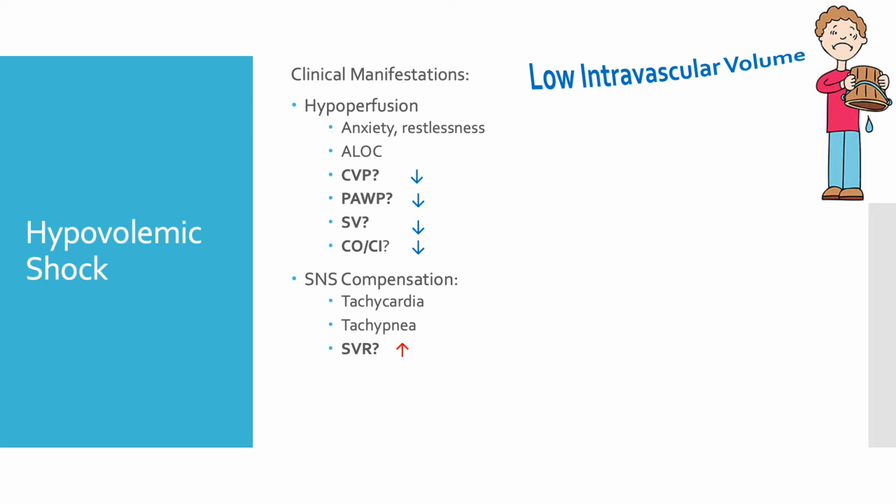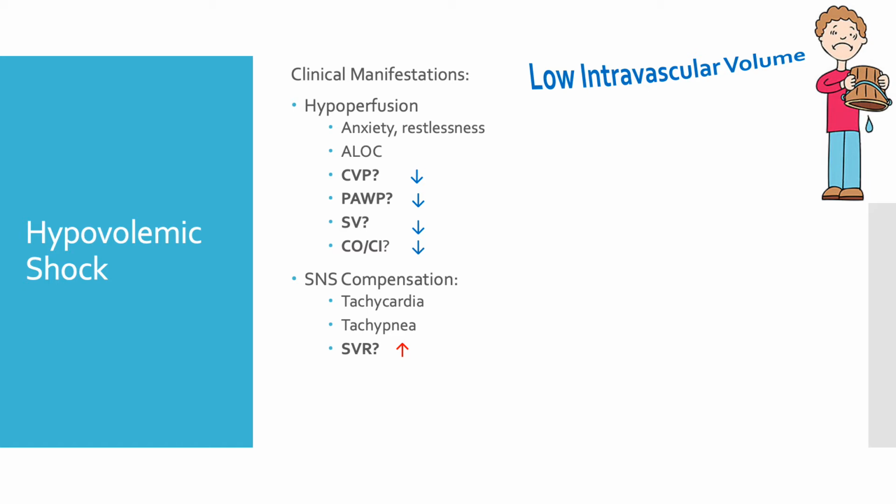So here you can see we have a patient with low intravascular volume. That's hypovolemic shock. So how do we measure intravascular volume? How much blood is returning to the heart? So preload would be low. So our CVP and our PAWP, or wedge pressure, will be low. That's an indicator of our intravascular volume.